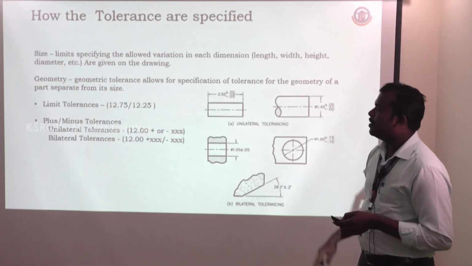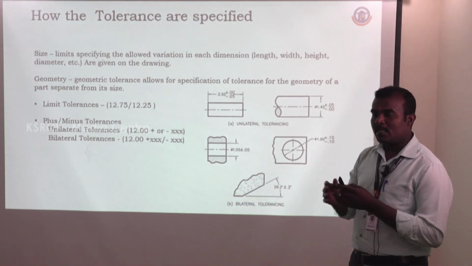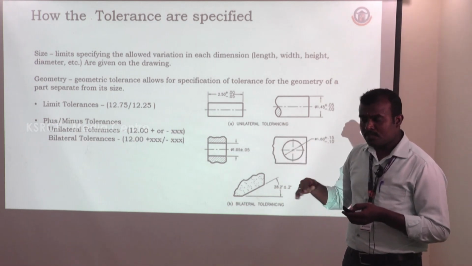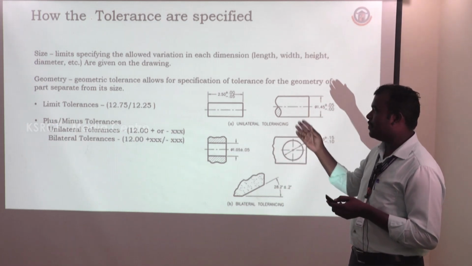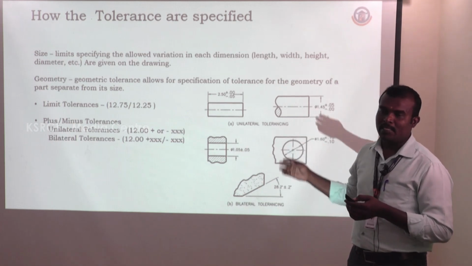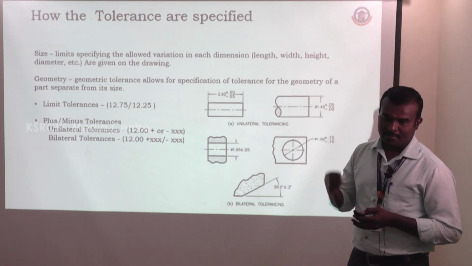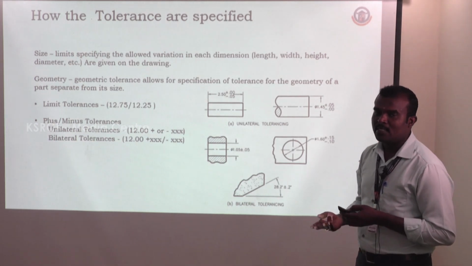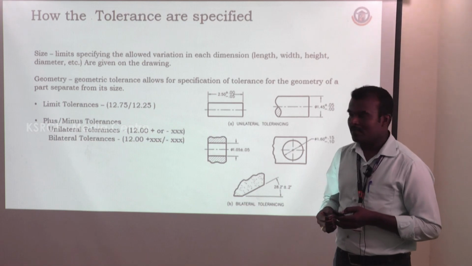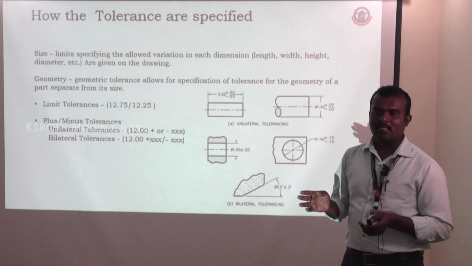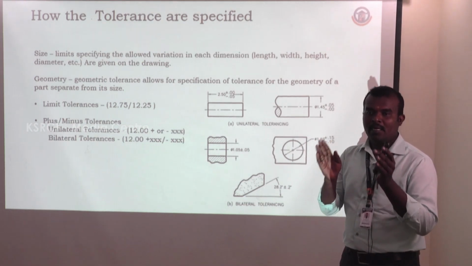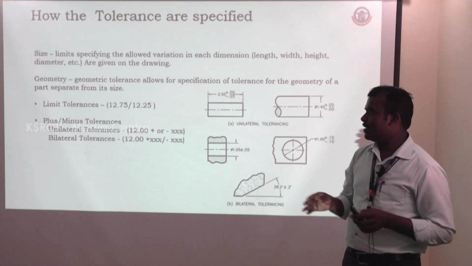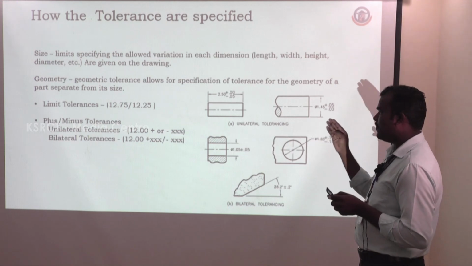So how can the tolerance be specified? The tolerance can be specified by the geometry and then size. Based on the geometry, we segregate it into two types: the limit tolerance and the plus or minus tolerance. Another name for plus or minus tolerance is the bilateral tolerance. For the limit tolerance we specify that the hole diameter will be from 10.2 to 10.6, so we have to fix that. Here the limit tolerance is 12.75 to 12.25.